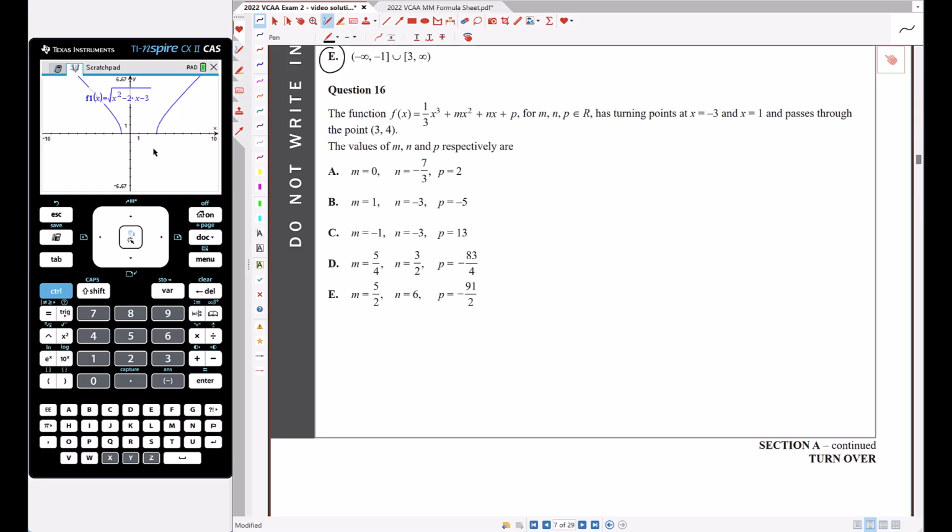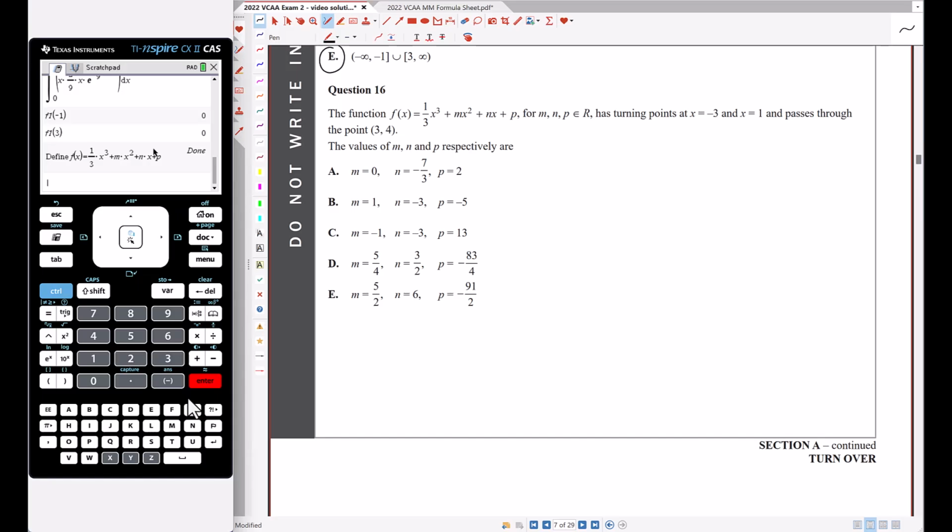M, N, and P are all real numbers, so could be positive or negative, could be fractions or decimals. The cubic function has turning points at x equals -3 and x equals 1 and passes through the point 3, 4. Again, I think this is a pretty routine question, really. So I'm going to define that general function in my CAS. So f of x is going to be 1/3 x cubed plus m times x squared. Be careful about those explicit multiplications. Plus n times x and plus p.